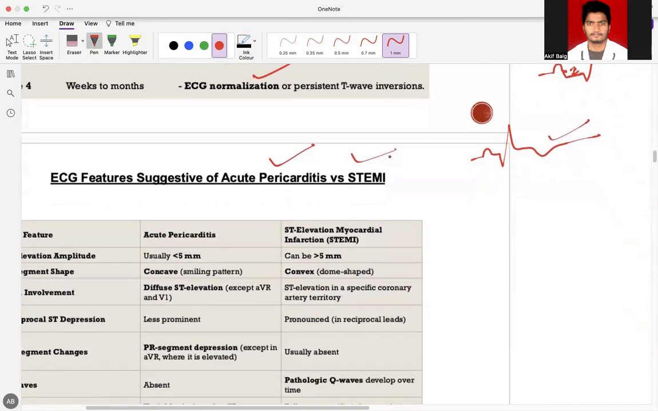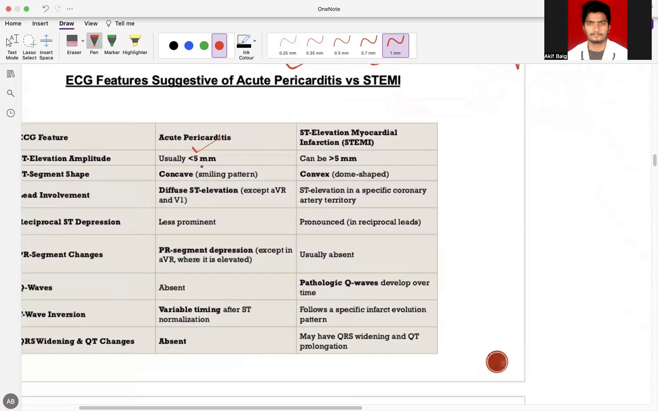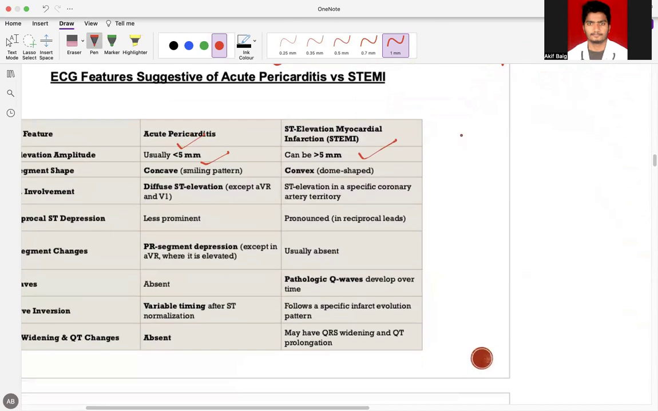So other differentiating features between acute pericarditis and STEMI, as already seen: one is the ST segment elevation amplitude, which is less than 5 millimeters in acute pericarditis and more than 5 millimeters in STEMI. It is a concave smiling pattern as seen in pericarditis, and a convex shape in STEMI. And the elevations are usually diffuse. That means pericarditis will not localize to any segment. The elevation will usually be seen in all the chest leads as well as the limb leads.